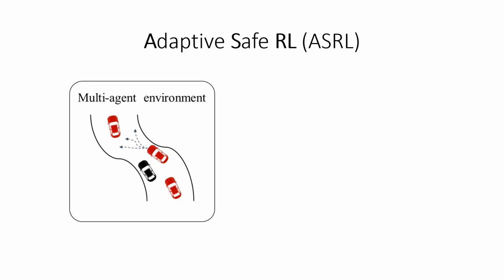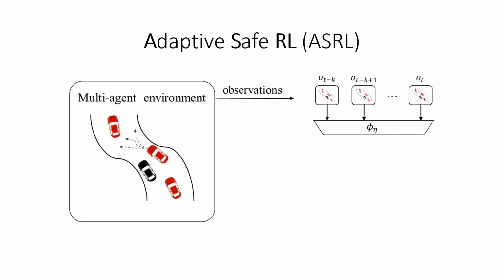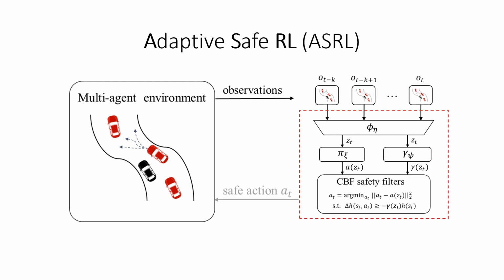At high level, it is composed of a representation model which encodes past observations into a latent vector, a policy which proposes candidate actions, and an adaptive safety module which selects the CBF coefficient. At low level, the CBF condition enforces safety with the action and coefficient from the high-level component.